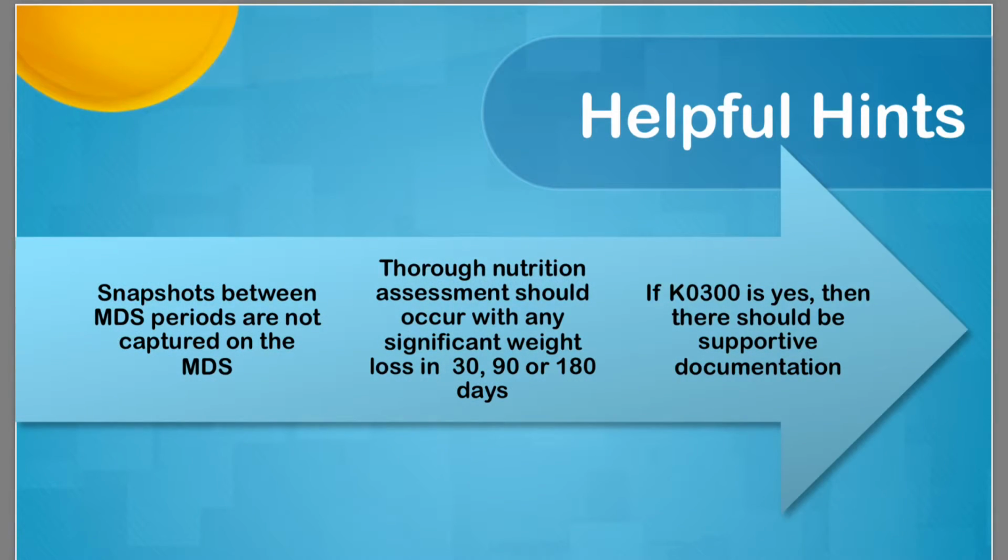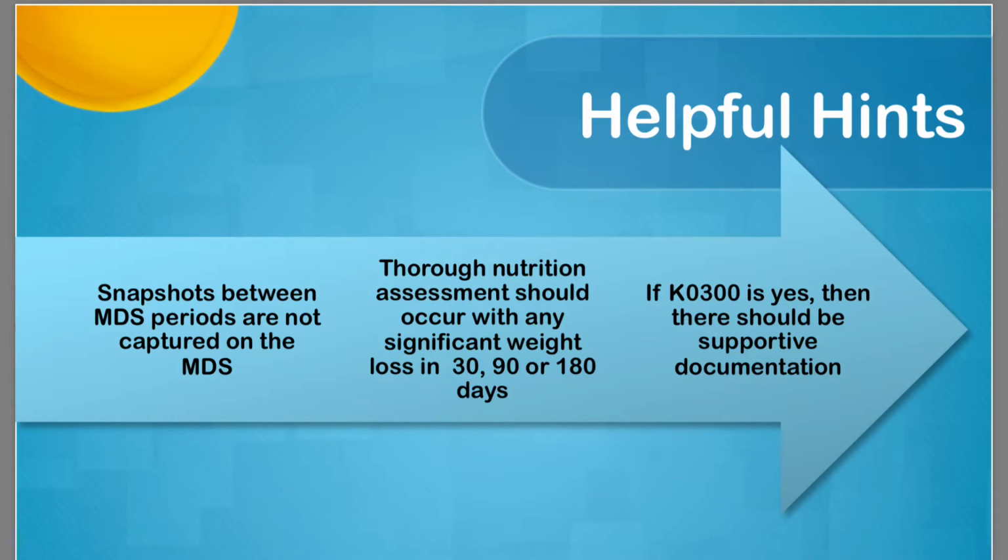Snapshots between MDS periods are not captured on the MDS. This means that if there's a weight loss 60 days ago, we do not have to reflect it on the current MDS. However, if the weight loss was 180 days ago and it was significant and unplanned, we would still code 2 that it was an unplanned weight loss on the MDS. If there was someone on a reducing diet or a diuretic that had a significant weight loss that is documented within 30 or 180 days, then we would code 1, yes, on a physician-prescribed weight loss regimen.